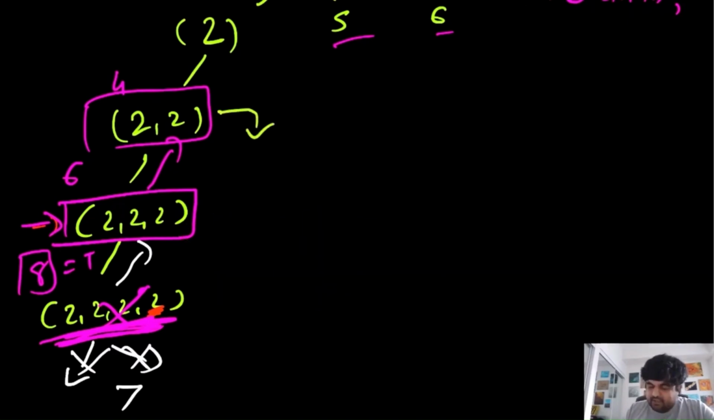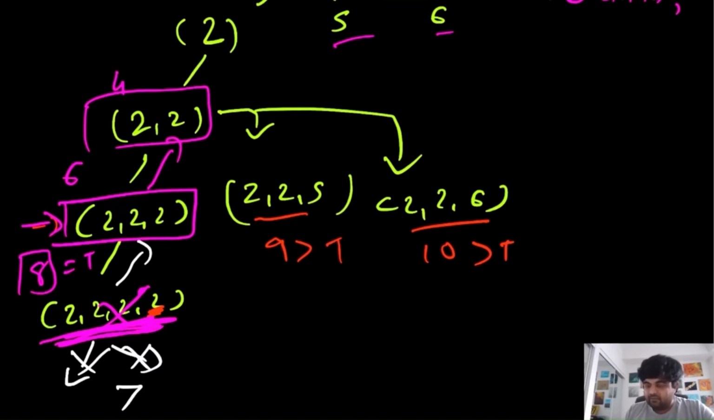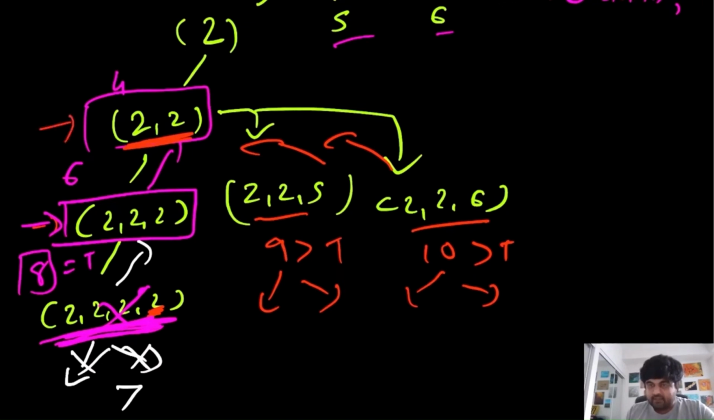One possibility we can have over here is 2 2 2, which we already checked. The next possibility could be 2 2 5, and the next possibility would be 2 2 6. The sum of these values is 9 and 10. Again, both are greater than the target value we had, which means that we cannot go down, so we will go back. We went back and checked that we went through all the possibilities, which means that we are done over here. We can't go down any further on this path, but we can go up.